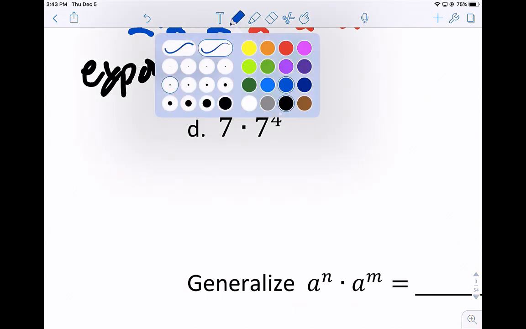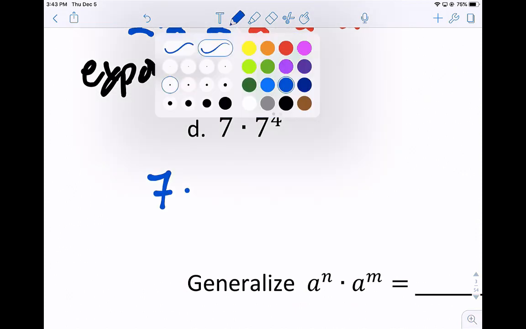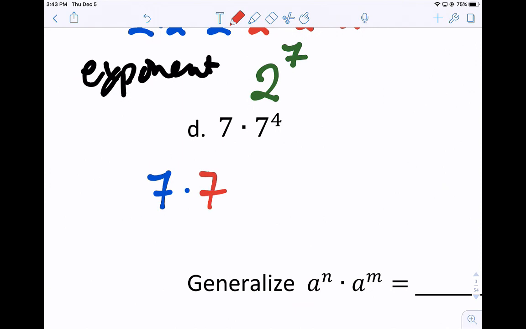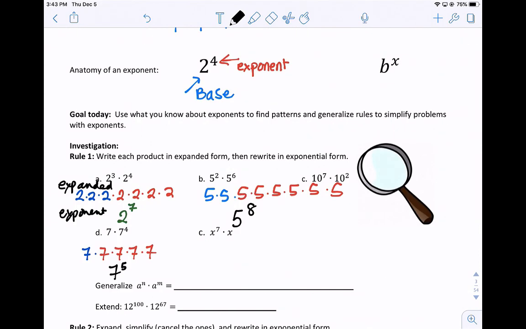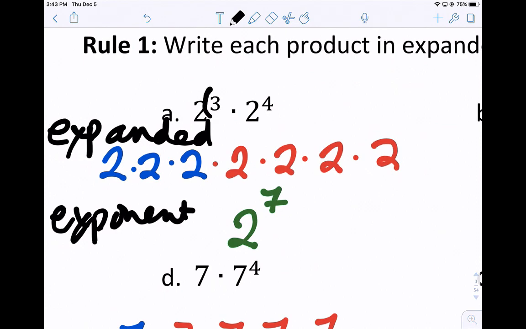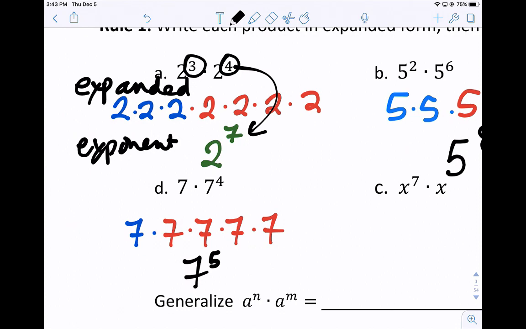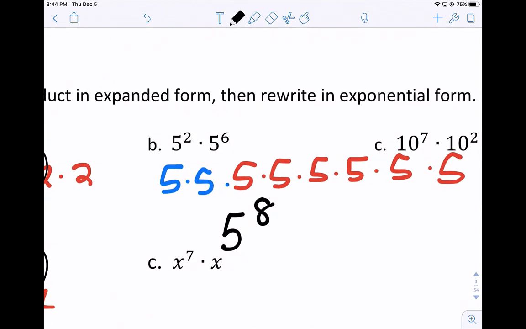If we write 7 times 7 to the 4th power, that becomes 7 to the 5th power. So if you look at the rule, how do we take these exponents? How does that factor into our answer? So here the exponent would be 1. How do these exponents factor into our final answer here?